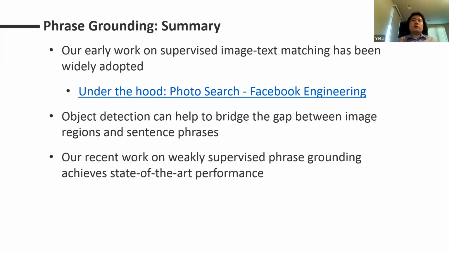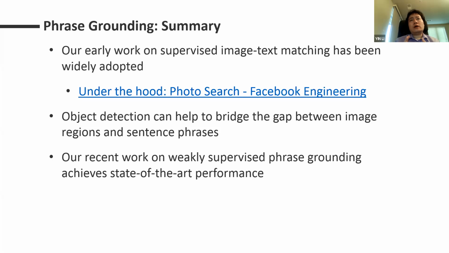So to put a quick summary of what we just talked about. We talked about some early work, almost 5 years old, on supervised image text matching, using this embedding network and triple ranking loss idea. It turns out that work has been widely adopted. It's pretty well cited and also widely adopted in the industry setting. For example, this is a blog from Facebook engineering that talks about the photo search function within Facebook. They do mention that they use part of the idea from our paper.